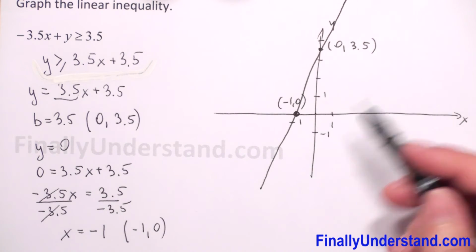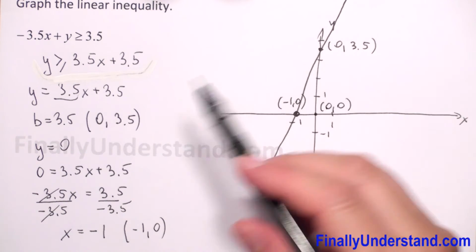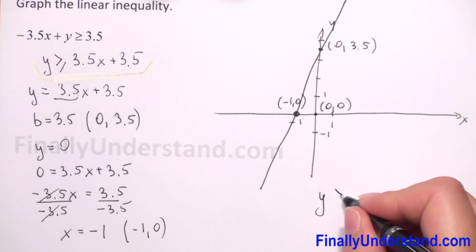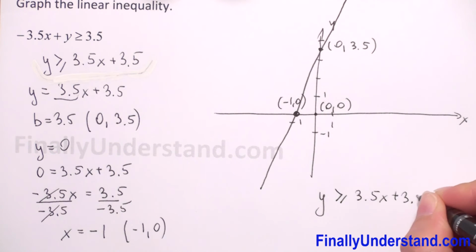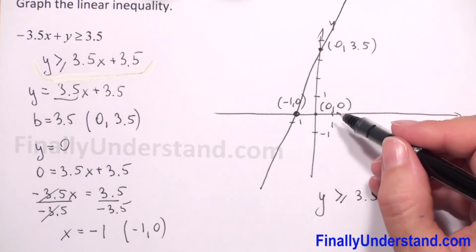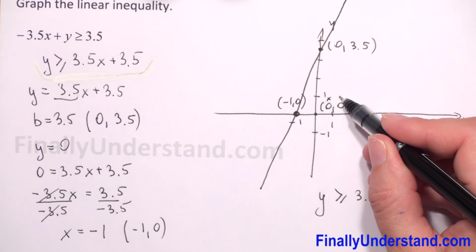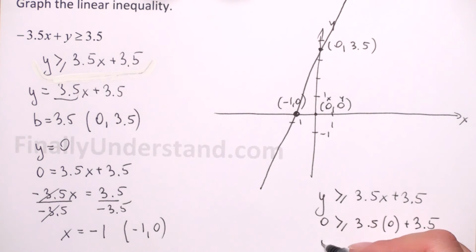We always choose the easiest point, which is 0, 0, and we will check if this point belongs to our inequality. We have inequality y is greater than or equals 3.5x plus 3.5. Now we will substitute x by 0 and y by 0. This is our x coordinate and y coordinate. So we have 0 is greater than or equals 3.5 times 0 plus 3.5. So we have 0 is greater than or equals 3.5, which is not true.